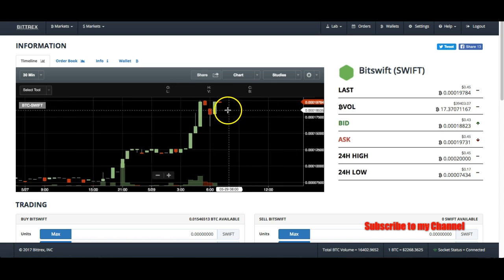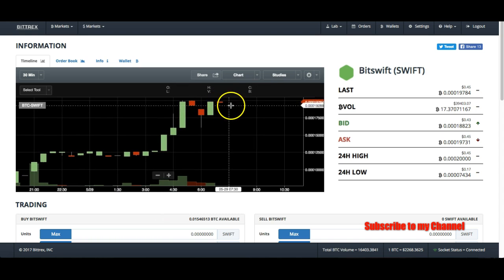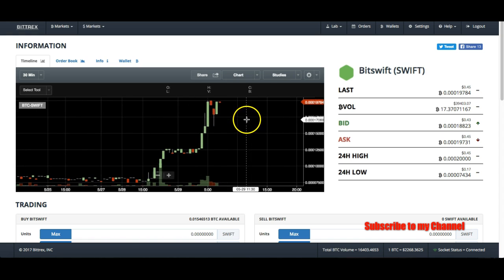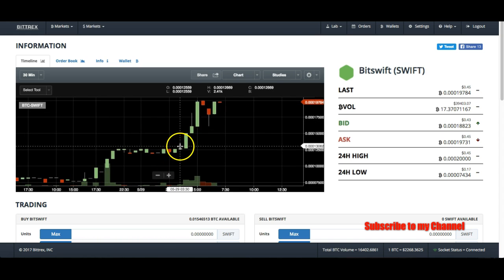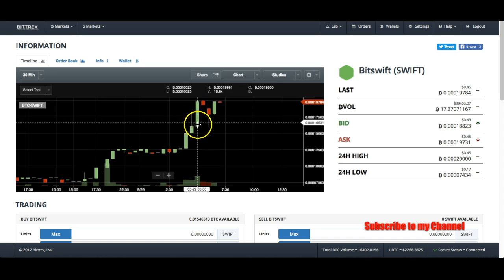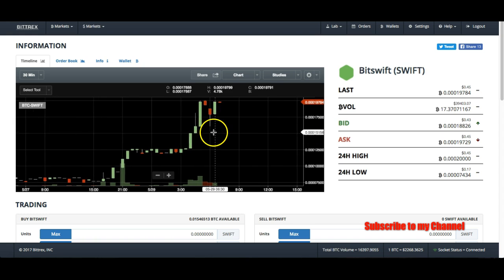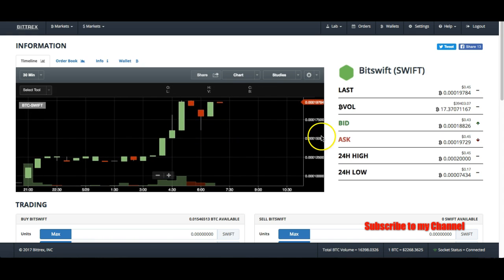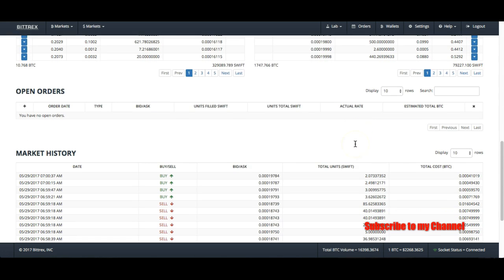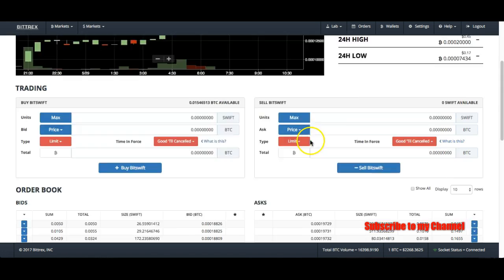So is it a good time to buy in this coin? I don't know, but there was a huge volume. You might miss the wave. That's what I'm trying to say here. You might have missed the wave. And how do we find another wave? It's fairly simple.